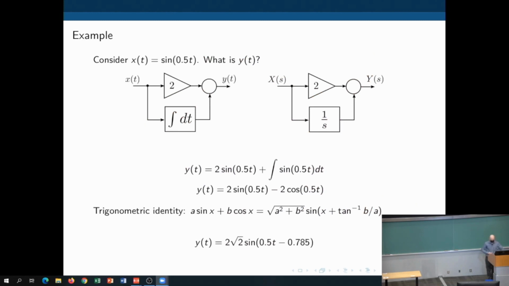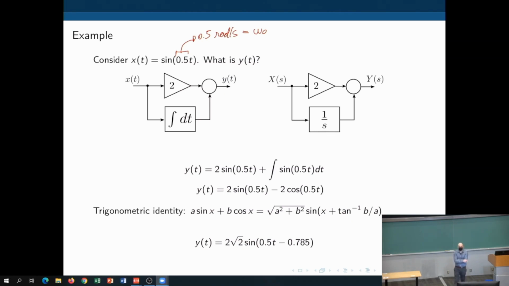So let me give you an example here. Consider this system. These are the same system. One is time domain, one is frequency domain. We have x of t as the input, y of t is the output. And we are giving this system a sinusoidal excitation, sine of 0.5t. What is the frequency? Well, the frequency is 0.5 radians per second. That's the frequency of input, that's omega 0.